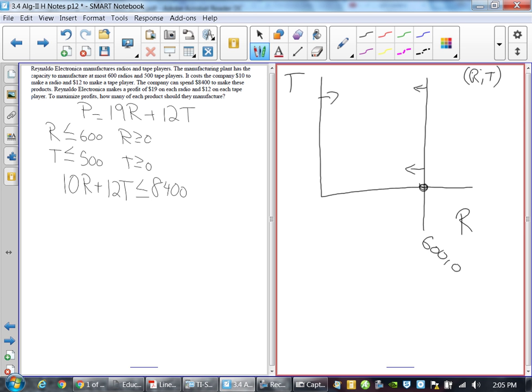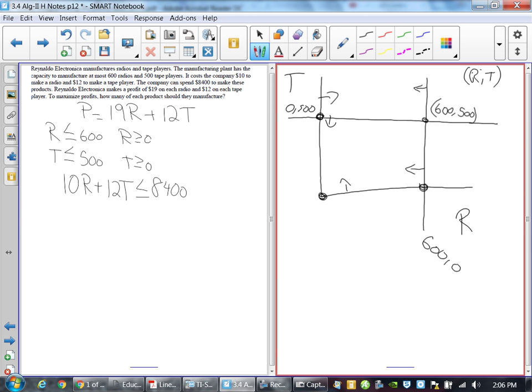You do the same thing with the 500 and the 0 on the T. So here's 0, 500 for this ordered pair. And it's moving downward and upward. So right now we have 4 points, 3 of which we know via the intercepts of zeros. That fourth one is out in space there, and we also know what its ordered pair is because it's a vertical and a horizontal line, one at 600, the other one at 500. So this ordered pair is 600, 500.